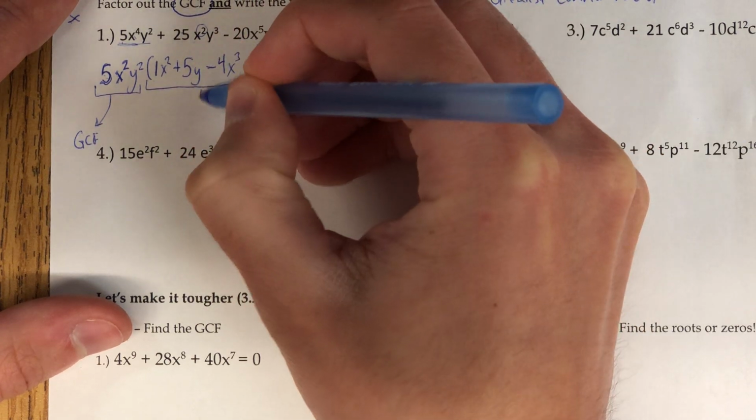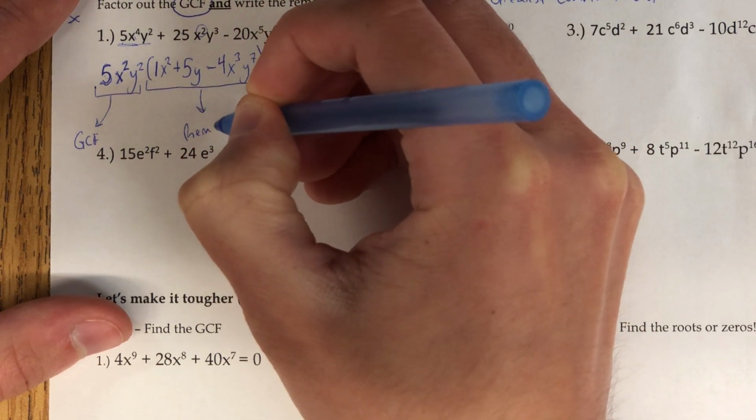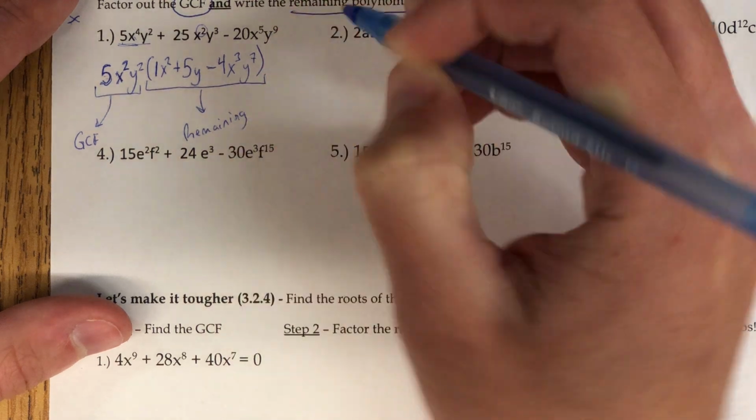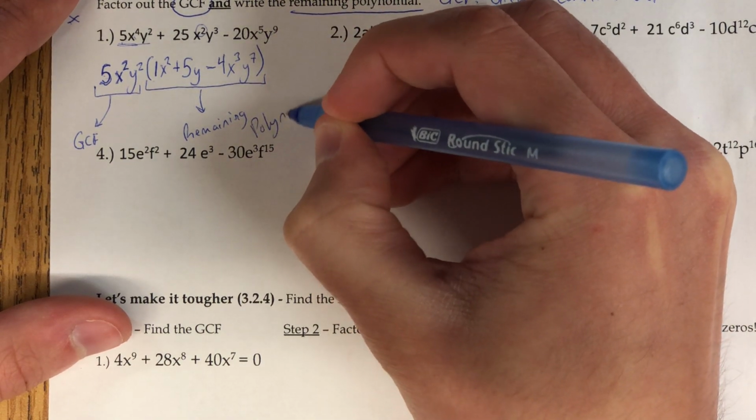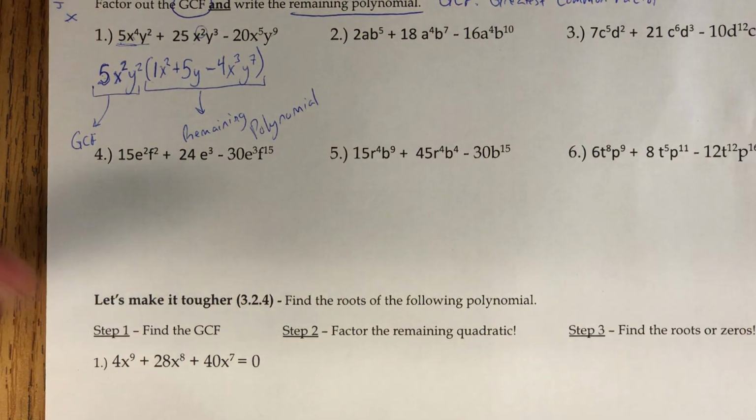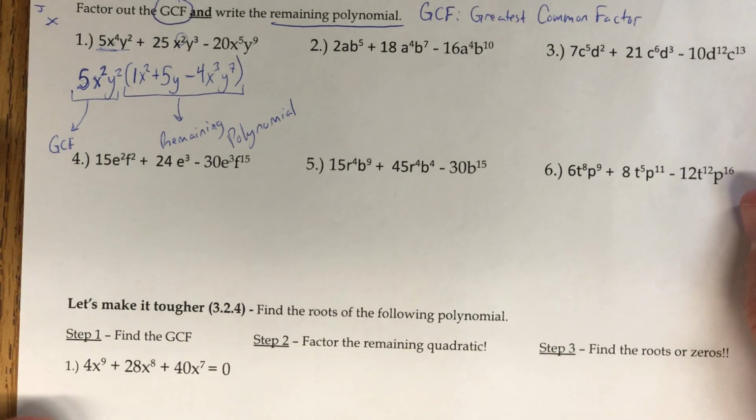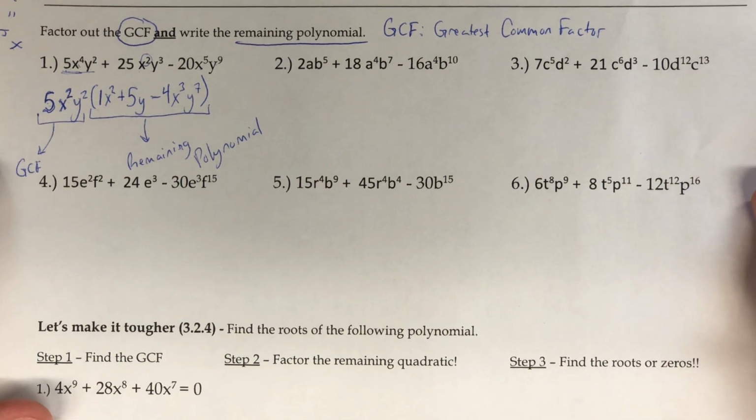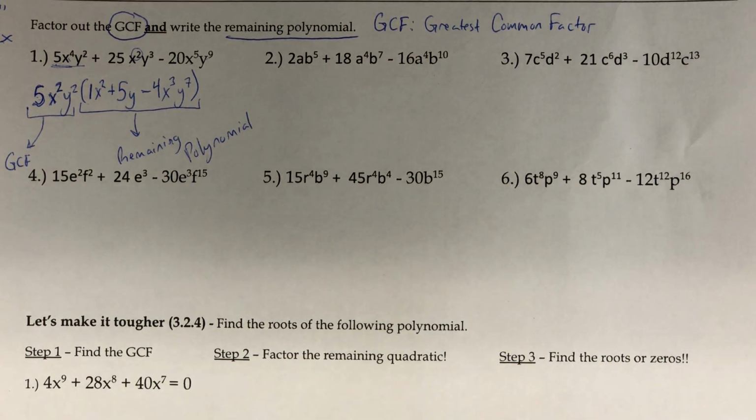So this piece here, this is our remaining polynomial, okay? So we have a few more to consider here to go ahead and factor out those GCFs. So that's what we'll do. We'll do a couple more together, then I'll let you try 3 on your own. So we'll shift to numbers 2 and 3.